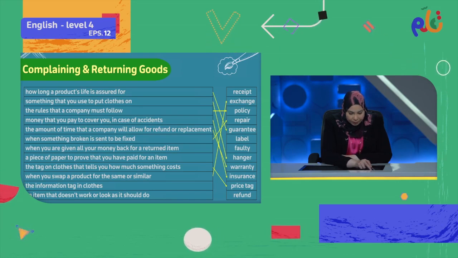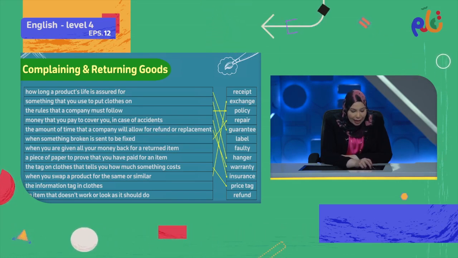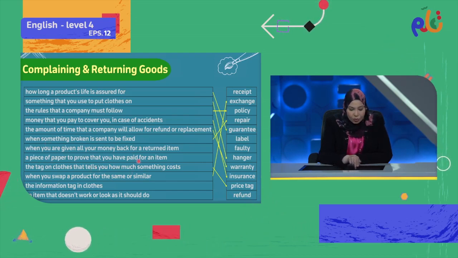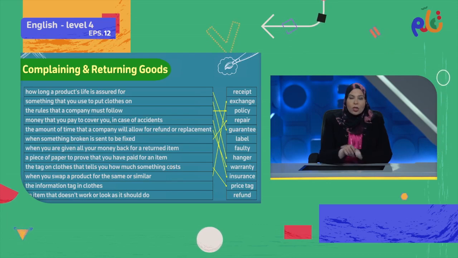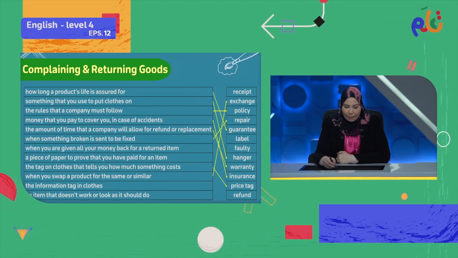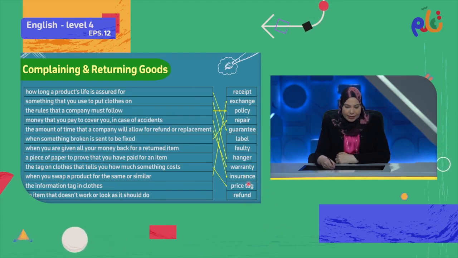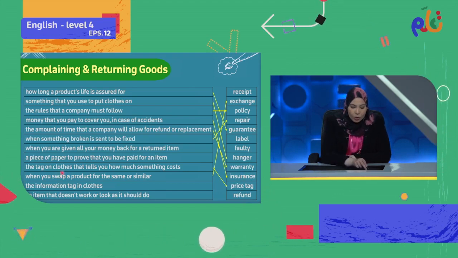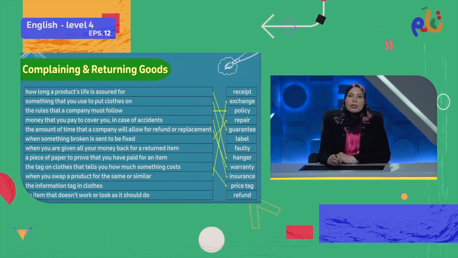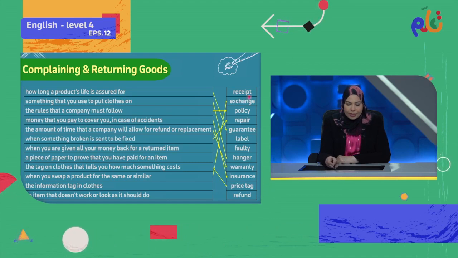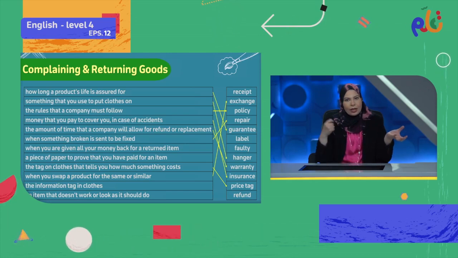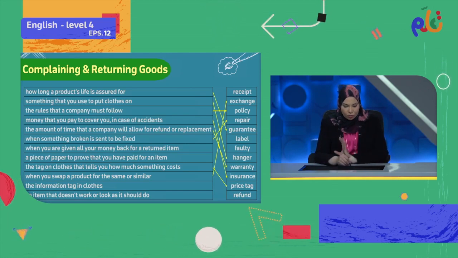And the next one, the tag on clothes that tells you how much something costs. So how you know the price of something, this is called the price tag. And when you swap a product for another or for the same, this is called exchange. So I give you the mobile and I take another mobile. I give you the blouse and I take a different one.